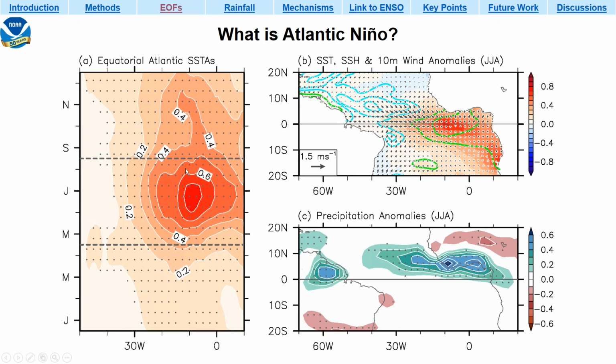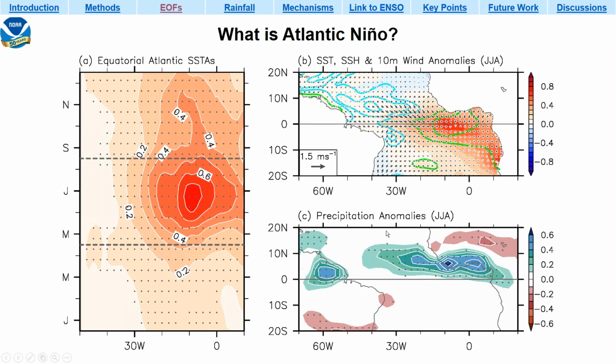You can see that this composite map shows that Atlantic Nino usually develops in spring, peaks in summer, and dissipates during the fall. And as you can see from this next plot, Atlantic Nino is characterized by a warm sea surface temperature anomaly and a depressed or deeper thermocline in the eastern equatorial Atlantic, and then an uplifted thermocline and westerly wind anomaly in the western basin.